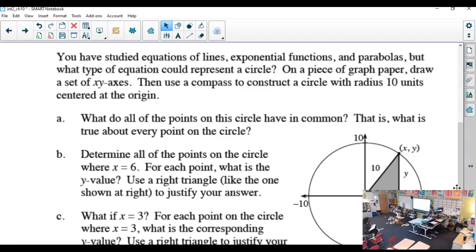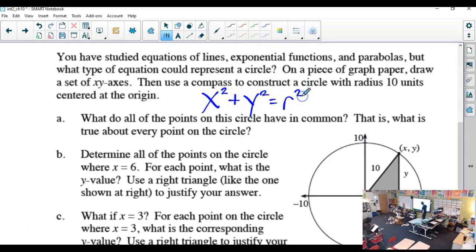So if we have this circle centered at the origin, we talked yesterday about what the equation is going to turn into: x squared plus y squared equals radius squared. So here, we know that if this radius is out to there or out to there, any of the radii are how long?